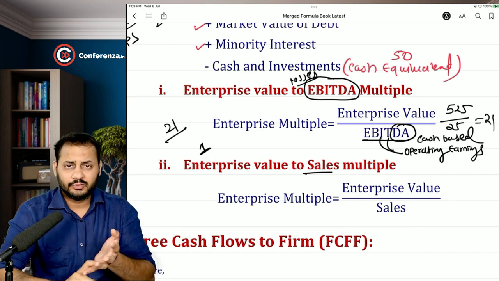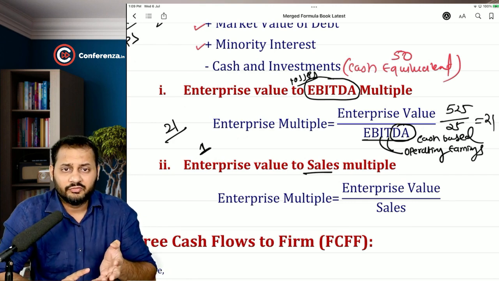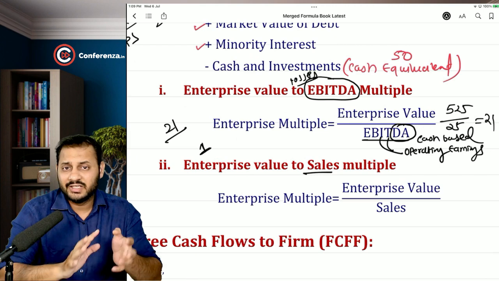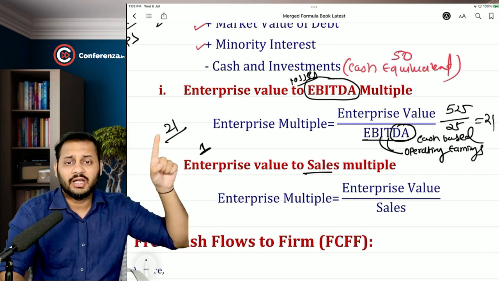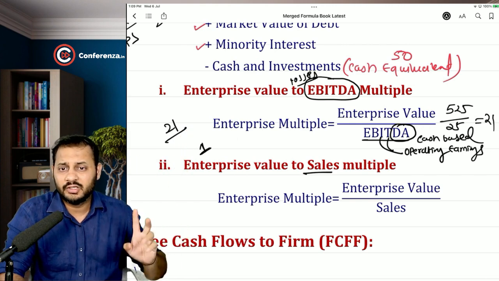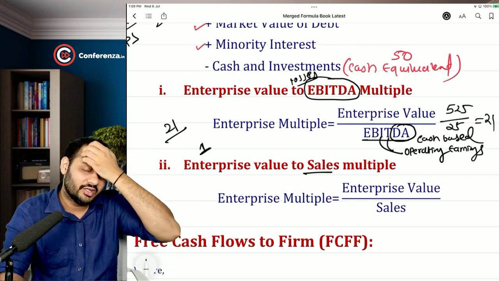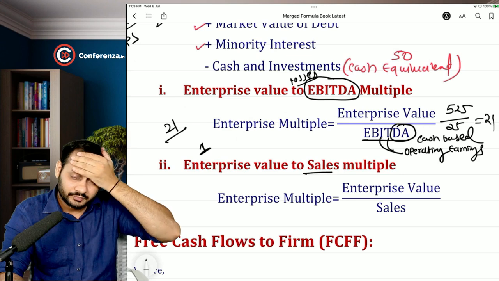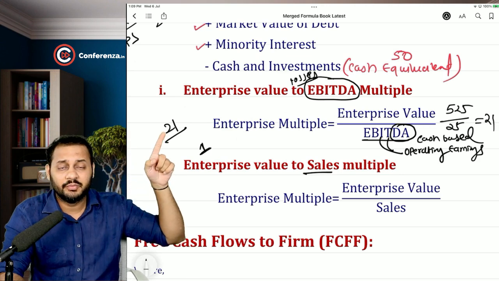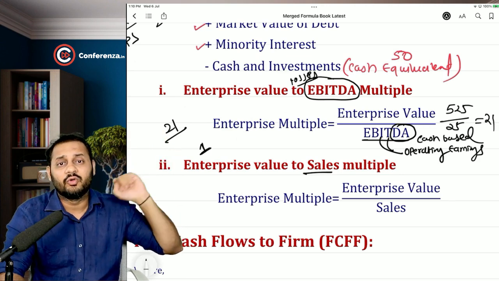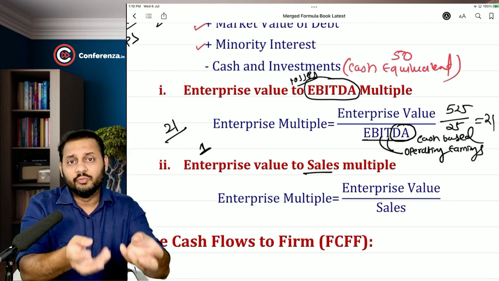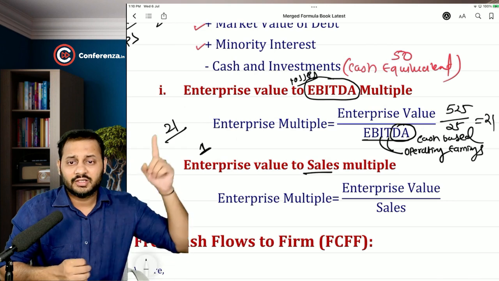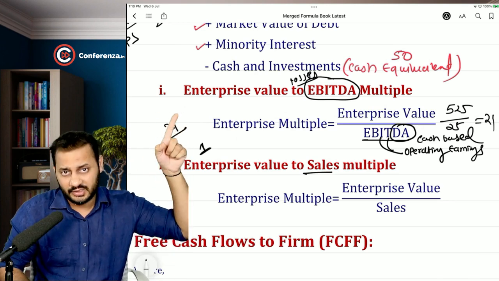You can take the example of Paytm, Cred, Flipkart, Swiggy, Zomato, all these companies are in losses right now. So if you calculate the enterprise value to EBITDA multiple, it will not give you a good figure. They will show you that you will be paying 21 rupees for 1 rupee of the loss, not the earning. Who would pay to bear the loss? No one. So at that time, this multiple will not help.